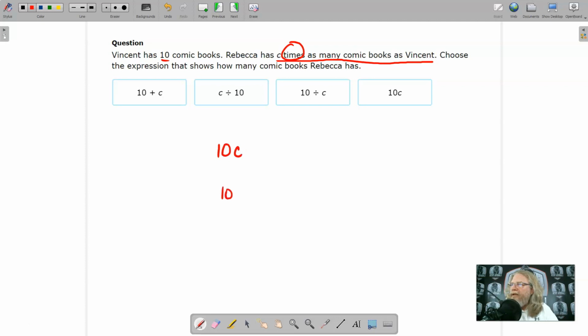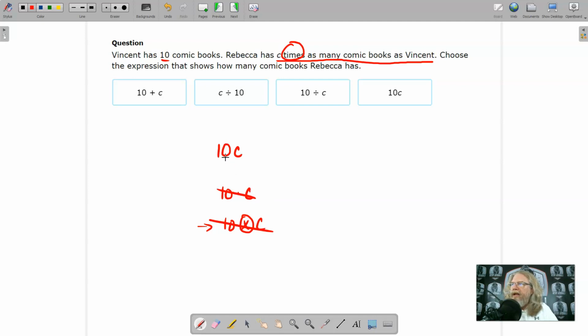Now we could write that as 10 times C, or we could do that as 10 times C. However, with this operation here, we want to stop using the idea of the X for multiplication because, hey, we're in algebra now, and you don't want to confuse it for a variable of X. So we don't want to do that. The dot's not necessary. Who knows? We might get it mixed up with a decimal. So let's go ahead and get rid of that.